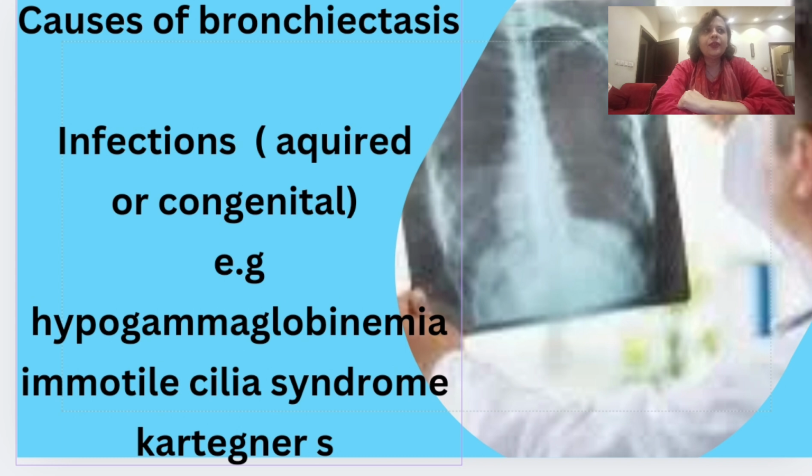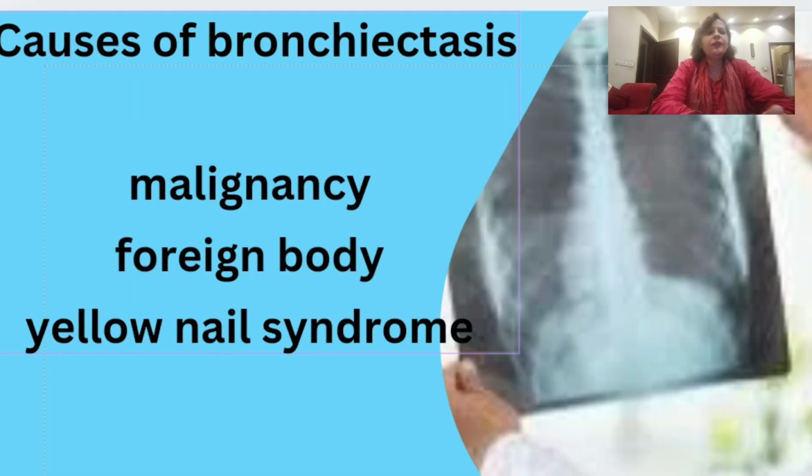Causes of bronchiectasis: of course, infection, which can be acquired like pneumonia and tuberculosis, and it can be congenital because of immunoglobulin deficiencies like hypogammaglobulinemia, or immotile cilia syndrome like Kartagener syndrome, in which we have situs inversus, meaning that the viscera are on the opposite side. For example, if the heart is on the left, it is on the right, and all the viscera are on the opposite side, with infertility.